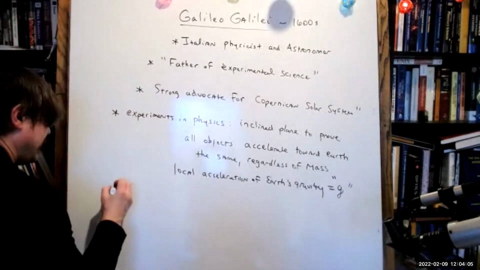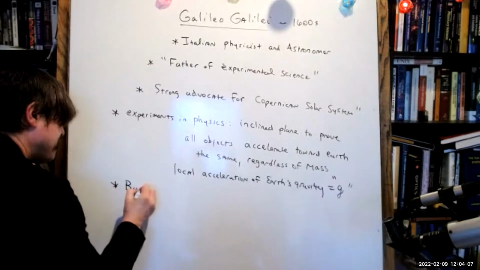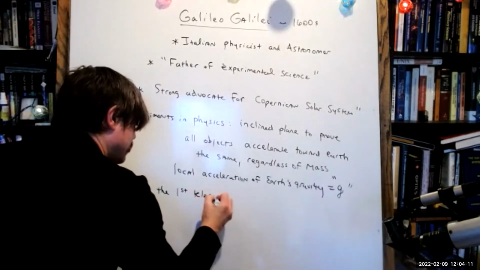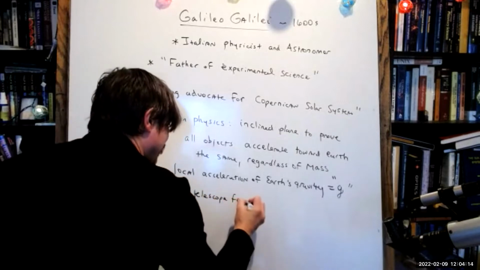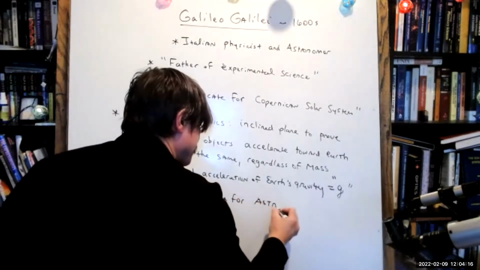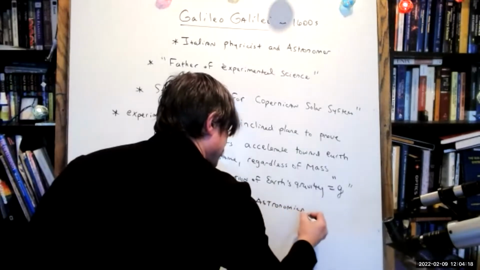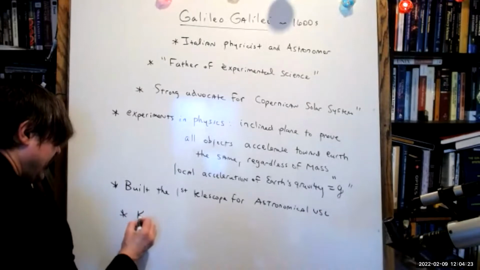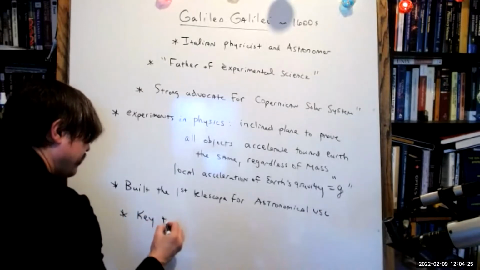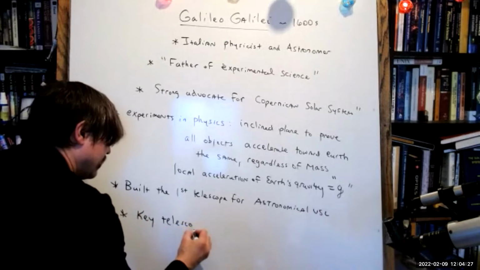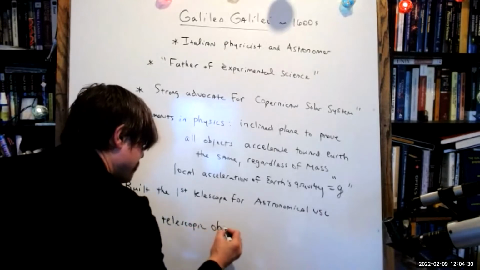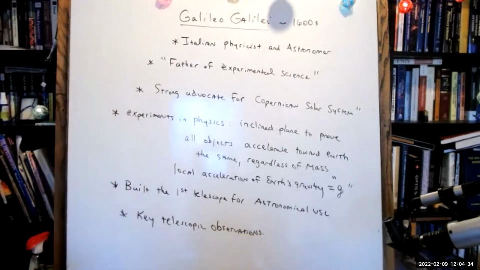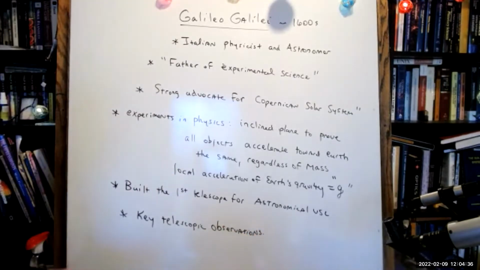So we say that Galileo built the first telescope for astronomical use. And using his telescope, he made a number of key telescopic observations, which I would like to list for you.